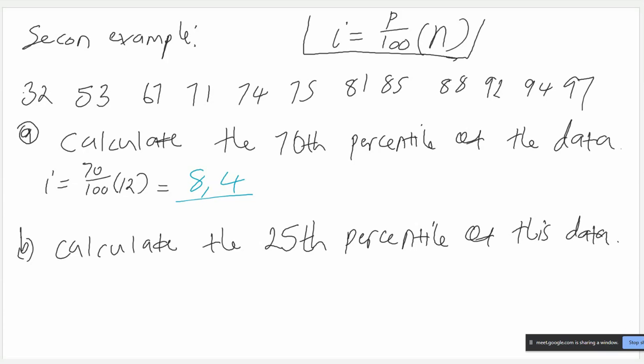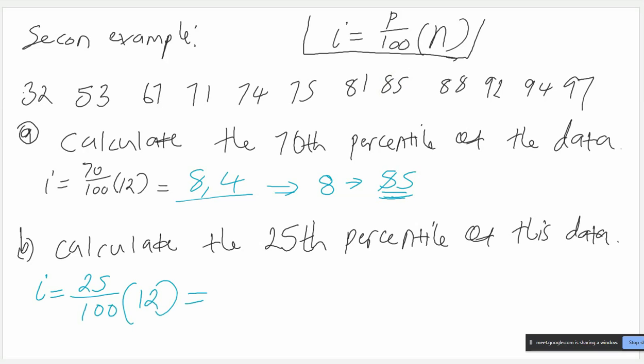So this number, if you round it, it will give you what? Okay, so if we go to position 8, it means it's 1, 2, 3, 4, 5, 6, 7, 8. So our answer is what? 85. For the second one, our position is 25%, which is 25 over 100 multiplied by 12, which is equal to 3.